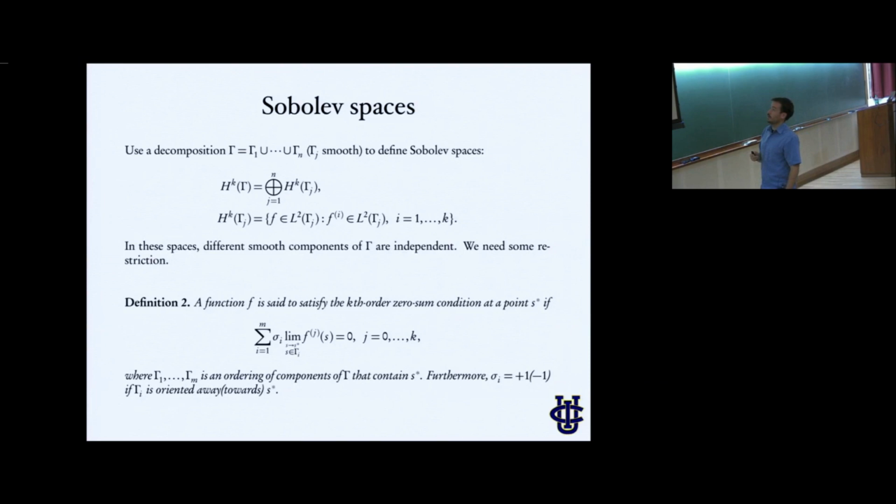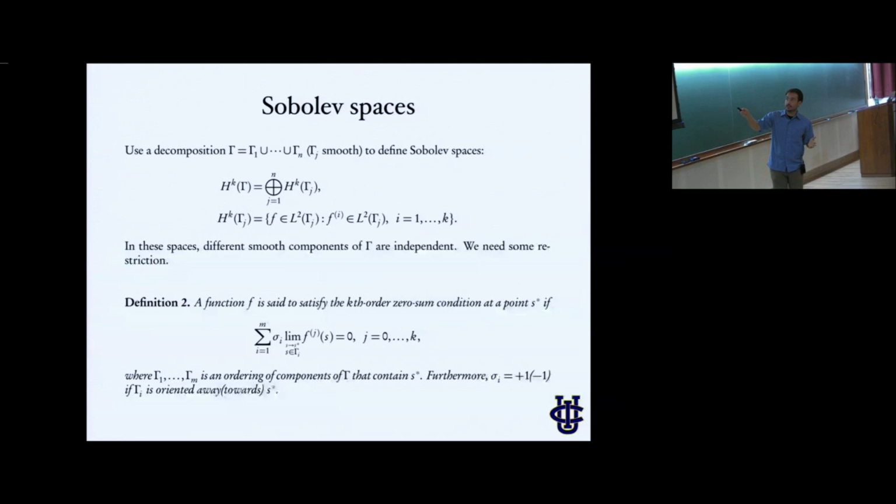Okay. Right, so what I'm going to define is, on each smooth component contour, we have our L2 functions, but then we also require some number k of derivatives to also be in L2. Not getting into too many technical details, we just have a function and k derivatives that are also square integrable. And then to construct the space on the full contour, I just take the direct sum of these spaces. And so now every component contour exists independently of all the others because of this direct sum.